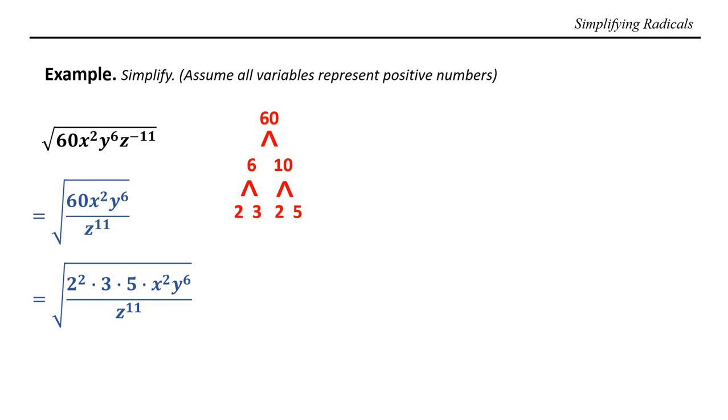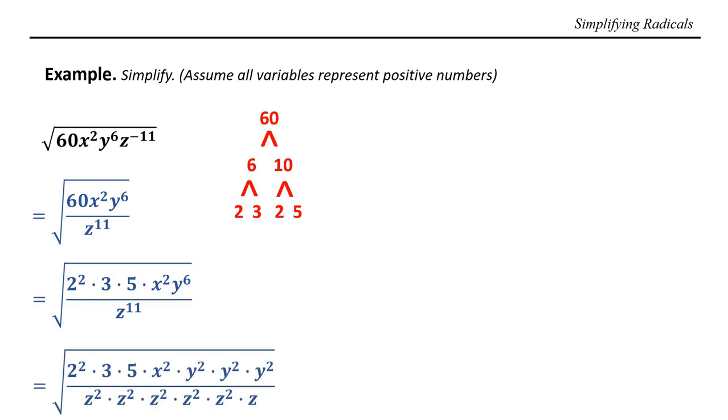Now, since we have this square root, when you have a square root of a squared number, so 2 squared, for example, the squares would cancel. So in order to simplify this, we want to write as many of these expressions as a squared value so that we can have more cancel out. We can rewrite y to the power of 6 as y squared times y squared times y squared. And then in the denominator, z to the 11th can be z squared 5 times and then times z.